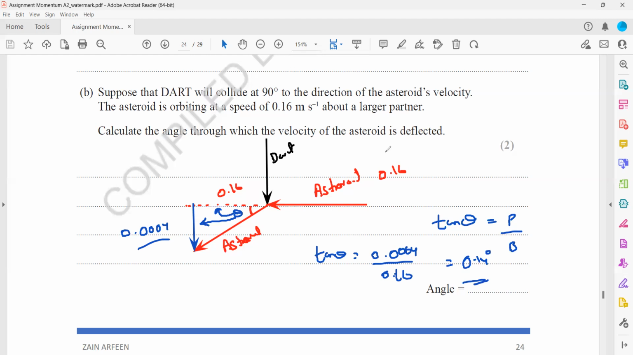Is it clear, this part B? Is it clear or should I repeat?